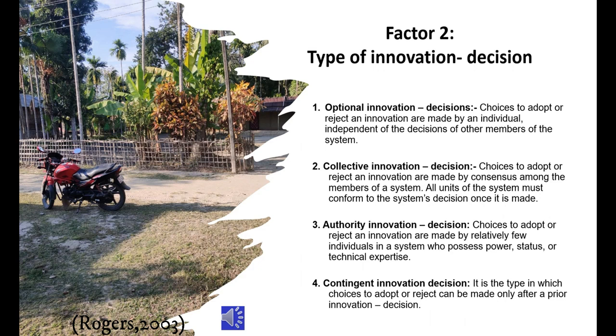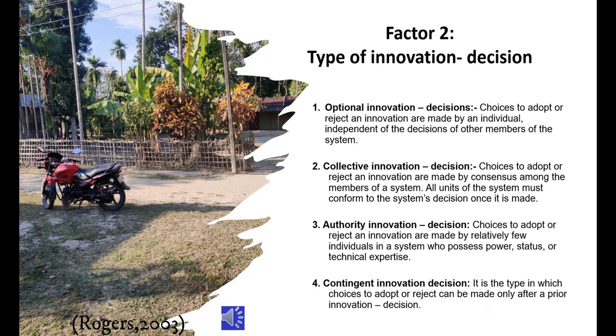There are 4 types of innovation decision. Number 1. Optional innovation decision. Here, choices to adopt or reject an innovation are made by an individual independent of the decisions of other members of the system. Basically, everyone in the social system is free to decide for themselves.